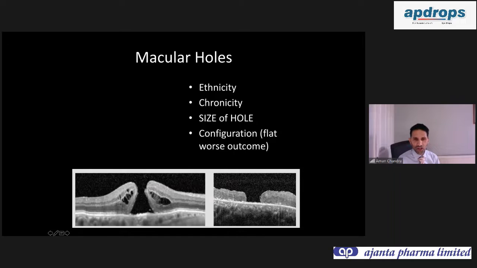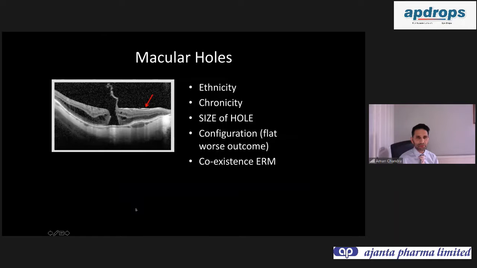Also, the shape of the hole. If you have a flat hole like this one on the right, the outcome is much worse than if you have a sort of pyramid-like hole on the left. And you might look for coexistence of epiretinal membrane on top of the macula, as you can see here with the red arrow.